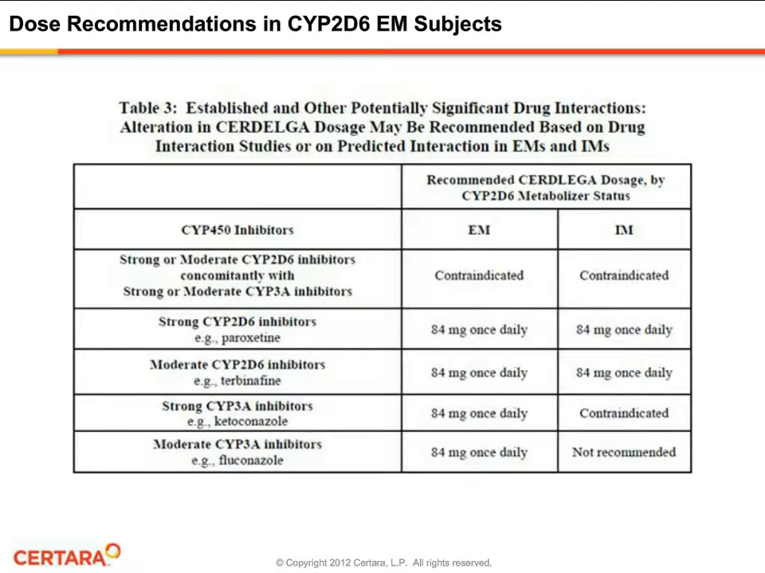And you can see here that in the case of strong or moderate CYP2D6 inhibitors, given concomitantly with strong or moderate CYP3A inhibitors, these are contraindicated because obviously at this point you're knocking out most of the 2D6 and also the 3A4, and therefore the DDI potential is great. Similarly, in the case of paroxetine, you can see that with EMs and IMs, the dose has been reduced to 84 mg once daily. The normal recommendation for dose would be 84 mg twice daily, and you can see that they've recommended a dose reduction in this particular case.